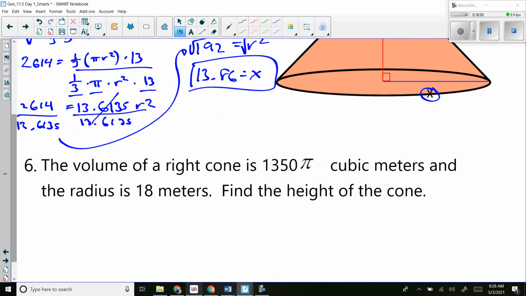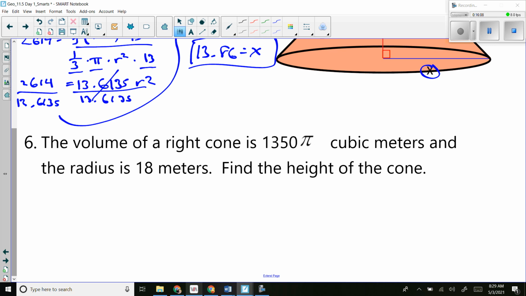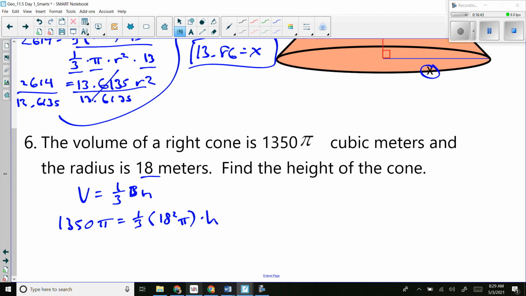Okay, last problem for today's notes. This says the volume of a right cone is 1350 pi cubic meters, and the radius is 18 meters. Find the height of the cone. So very similar. We use our formula, V equals 1/3 area of the base times our height. We can replace this with 1350 pi, 1/3, and then again, the area of my base is going to be pi r squared. So they give me my radius is 18. So we're going to think of this as 18 squared pi. And we're looking to solve for h.